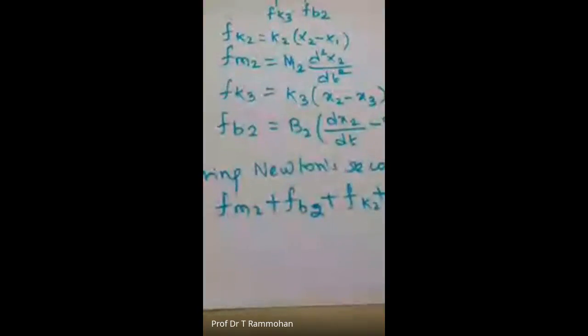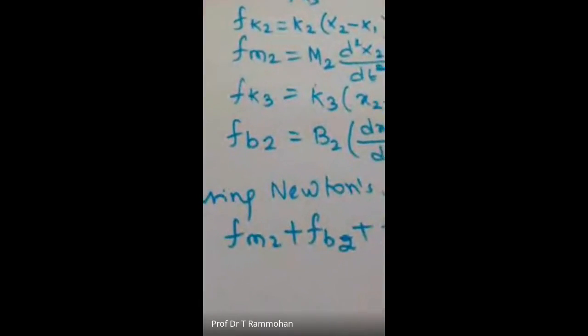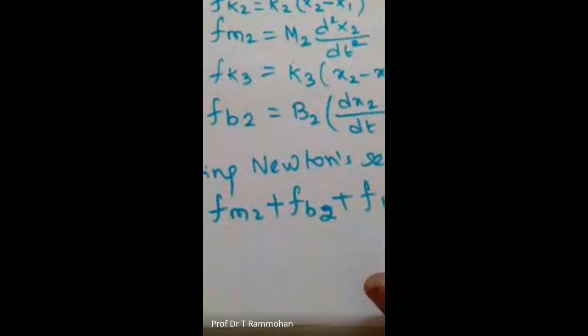Sir, applied force is 0. Very good. Okay. So applied force is 0. Since there is no applied force, it's equal to 0. It's good. People are understanding. I'm happy. Okay. So now we move to mass 3. I'm changing the sheet.